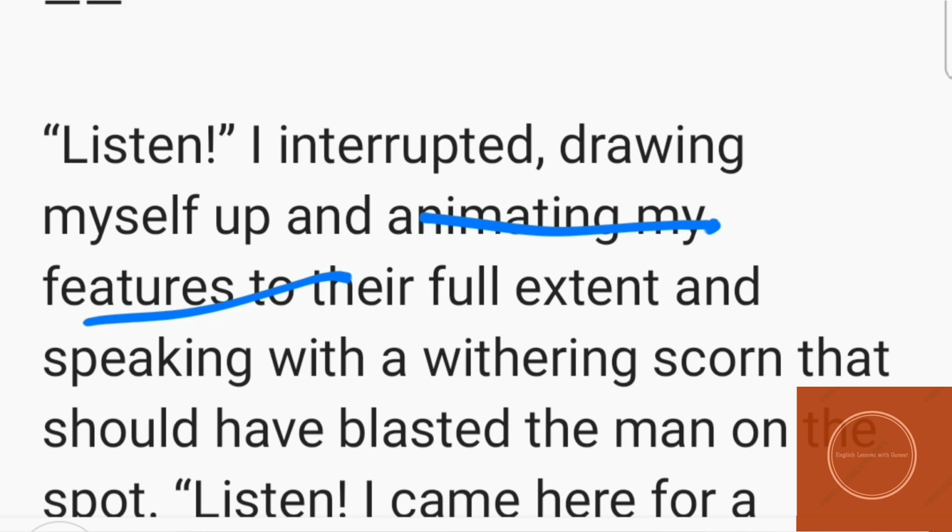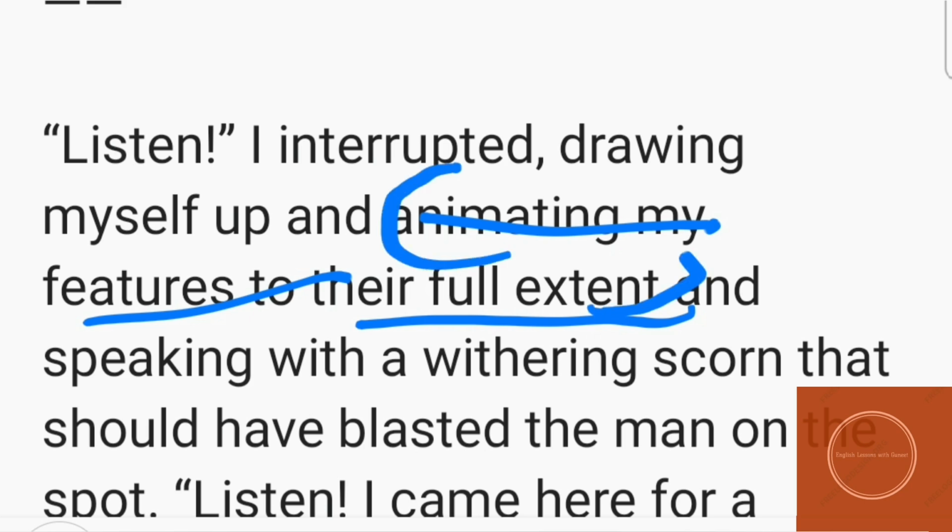Now, he is now the man, and we can say even he's saying in a sarcastic way that I just got myself up and animating my features to the full extent. The way the photographer he was saying. So at this time, now who is saying these lines? These lines are being said by the narrator of the story. So this line that is there specifically, it is being said sarcastically, we can say, and speaking with a withering scorn that could have blasted the man on the spot.